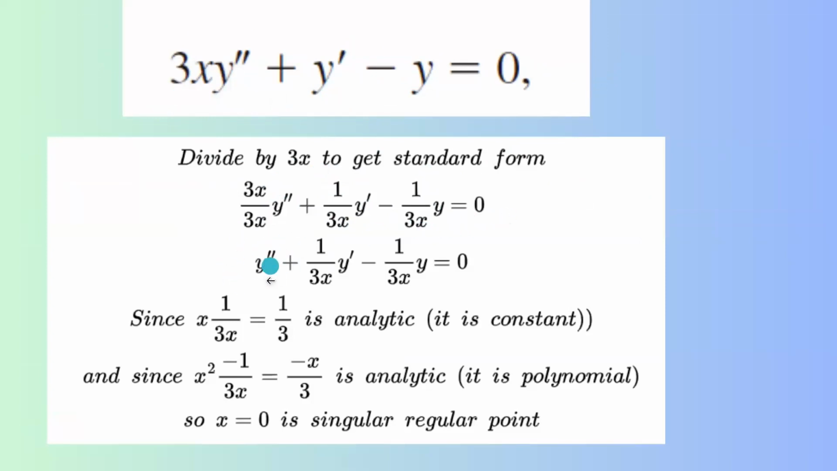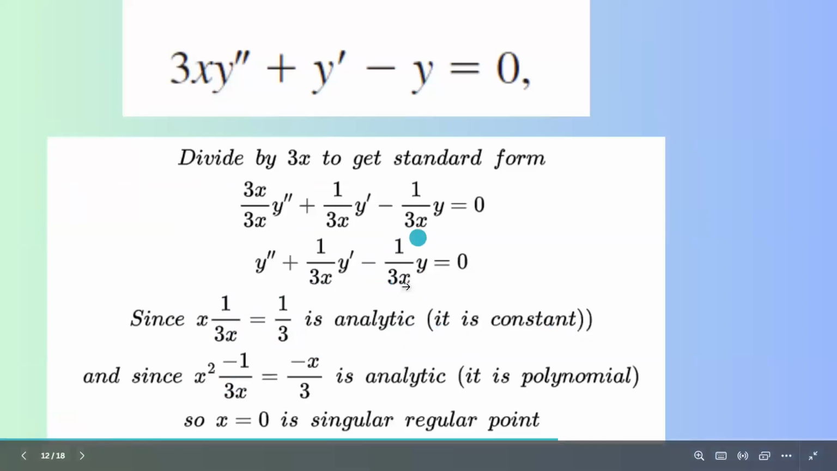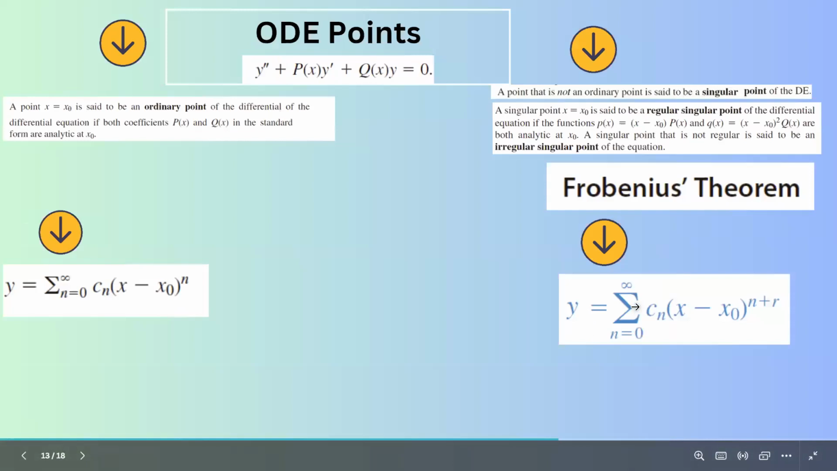You get the second derivative of y plus p(x), which is 1 over 3x, and q(x), which is negative 1 divided by 3x. Multiply p(x) by x, you get 1/3, which is analytic, it's just a constant. If you multiply q(x) by x squared, you get x squared times negative 1 divided by 3x, or minus x divided by 3, which is a polynomial, so it is analytic. So x equal to 0 is a regular singular point.